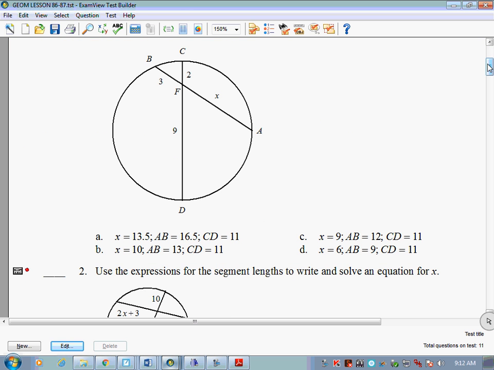If I want to find out what x is, what am I going to do? What math am I going to get here? Okay, go back and look at lesson 86. Multiply. Multiply what, Erica? Okay, so let's look at a chord. This is a chord right here, correct? All right, so we're going to multiply the segments of that chord. What are the segments of that chord? No, not the letters of it, the segment lengths of it. What are the segment lengths of chord CD? 2 and 9.